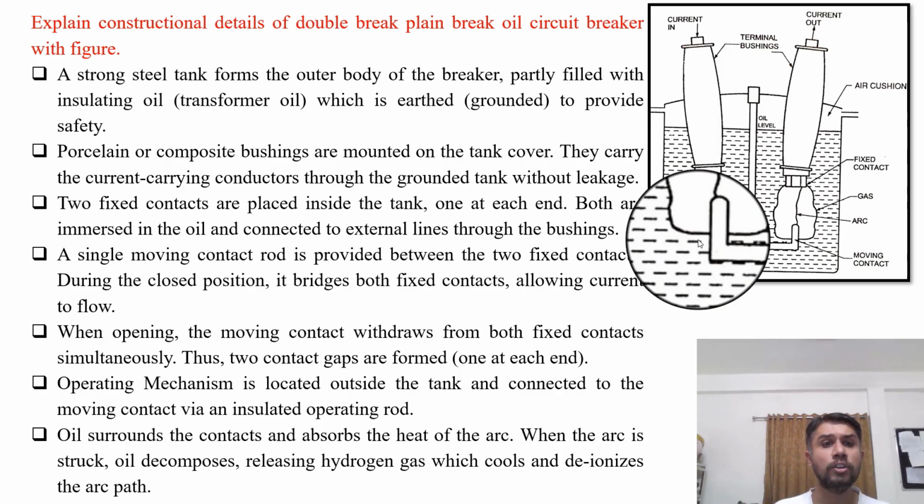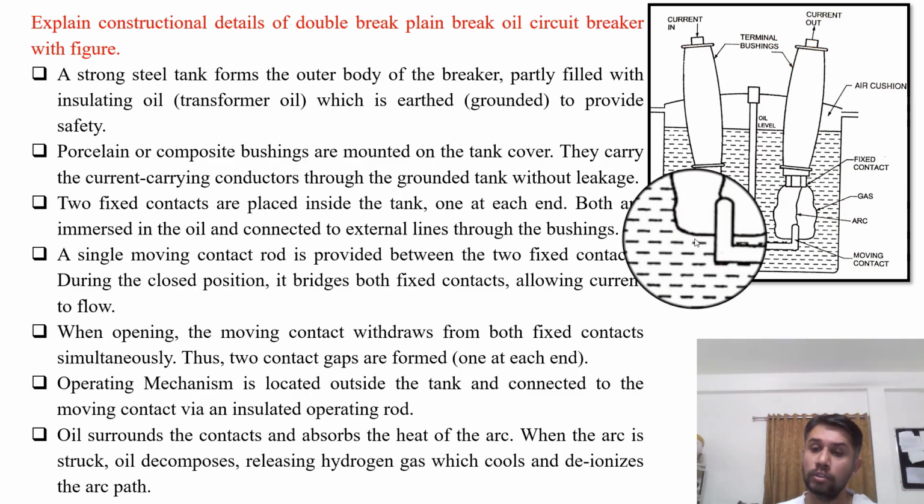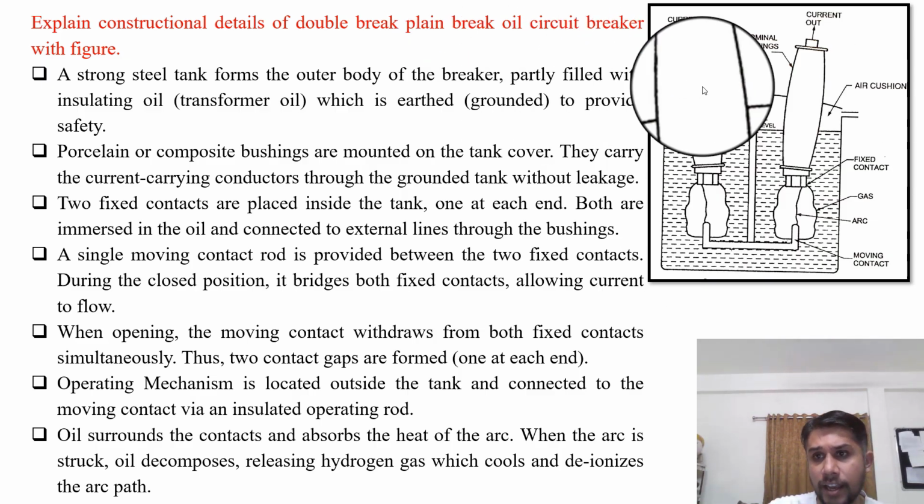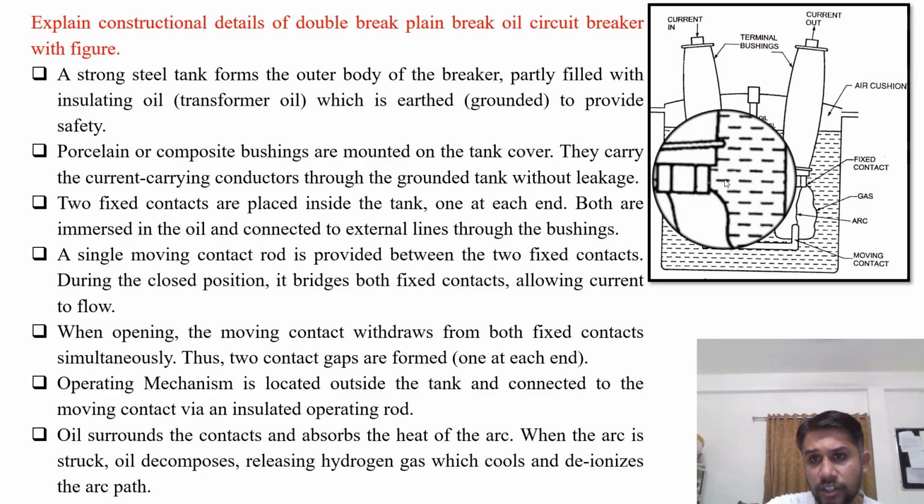Now, two fixed contacts are placed inside the tank, one at each end, and both are immersed in the oil and connected to external lines through the bushings. So here they are connected via bushings. These are the fixed contacts. You can visualize this.